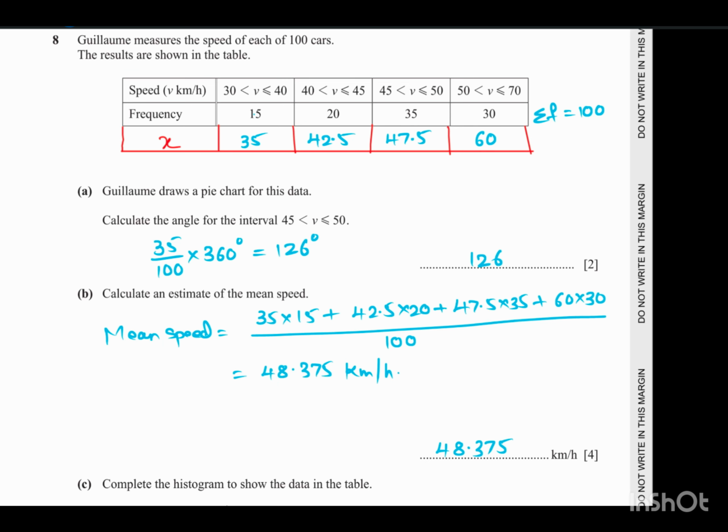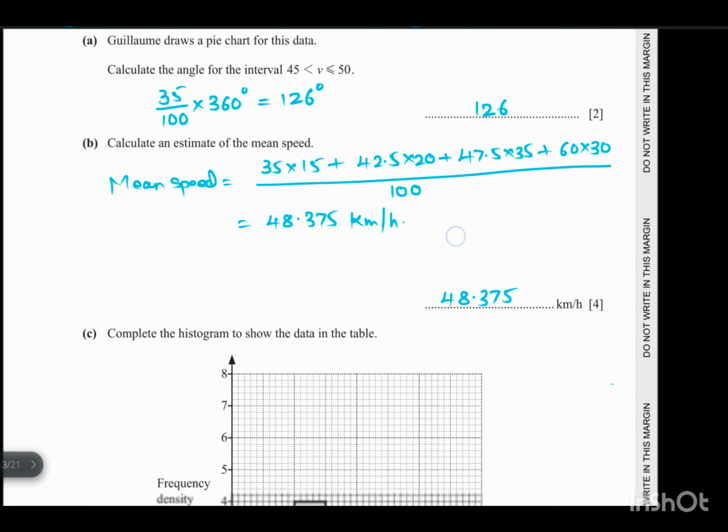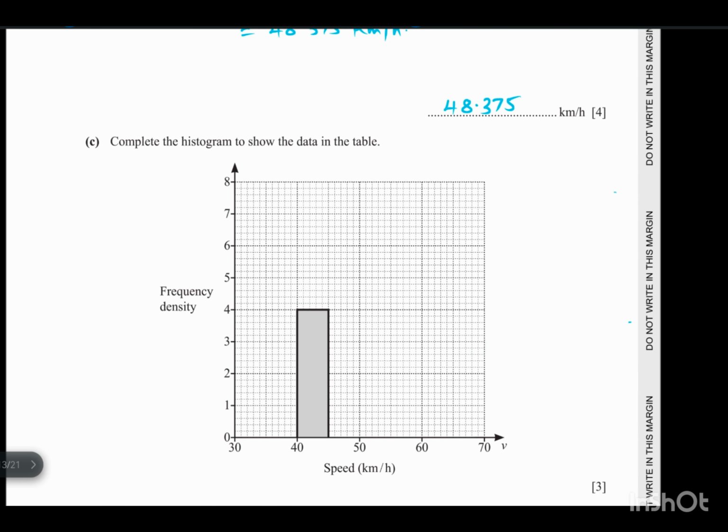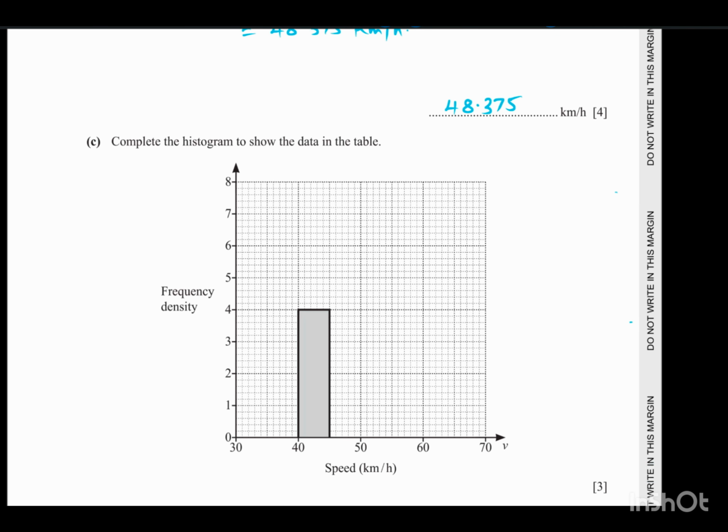This is the answer. Question number 8, A and B are done. Now C. Complete the histogram to show the data in the table. For a histogram, we need frequency density. Frequency density will be frequency divided by class size.